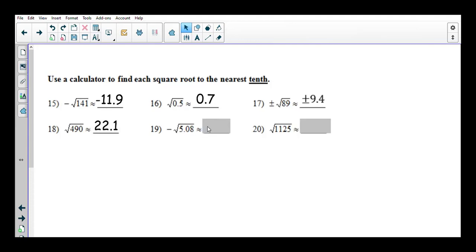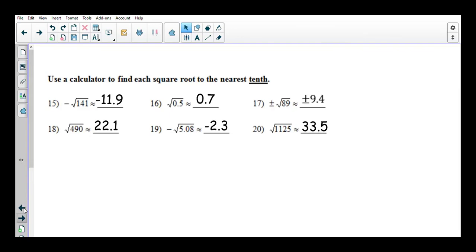Negative square root of 5.08. Plug it into your calculator. You're going to get about negative 2.3. And again, just plug that negative sign in front. And the square root of 1,125, you're going to get about 33.5. Again, if you accidentally put the negative sign underneath the square root, you will get an error message. So be very careful with that.